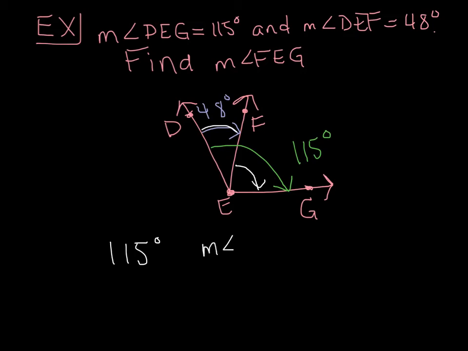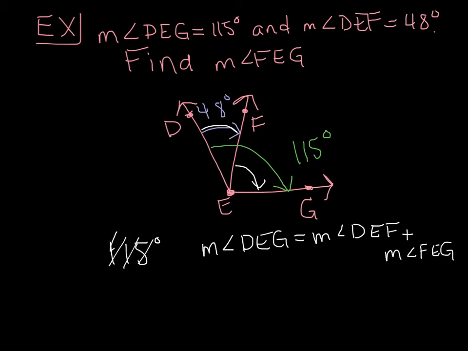So the measure of angle DEG, and I'm just showing you the angle addition postulate, is made up of the measure of angle DEF plus the measure of angle FEG. So from this point, I'm just going to substitute and solve. The measure of angle DEG is 115. And I'll do that in green so we can distinguish here. That's 115 degrees is equal to the measure of angle DEF, which is 48 degrees, plus the measure of angle FEG, which we don't know.